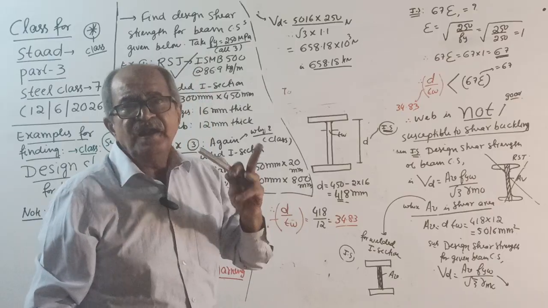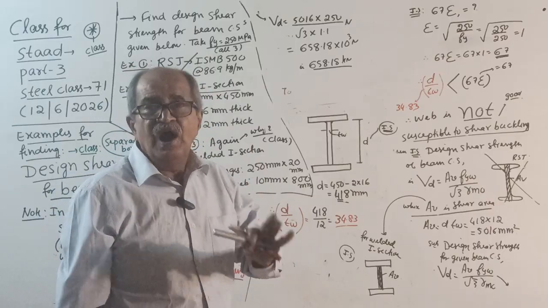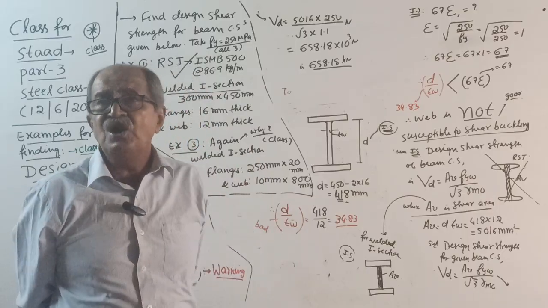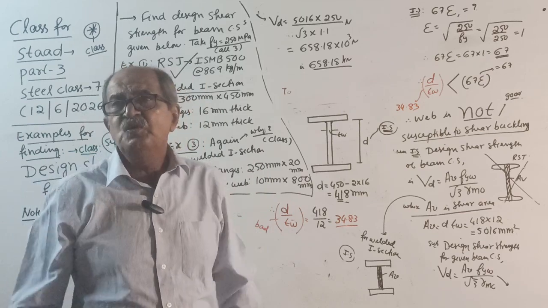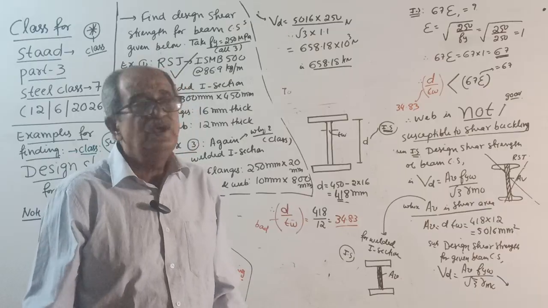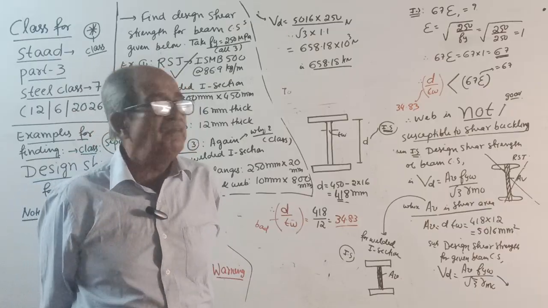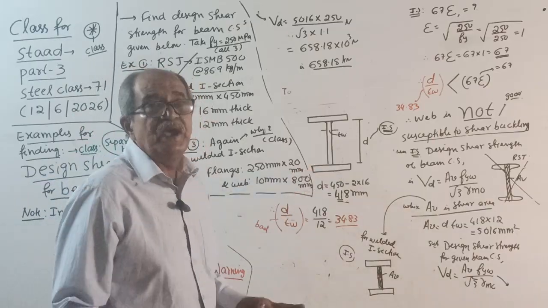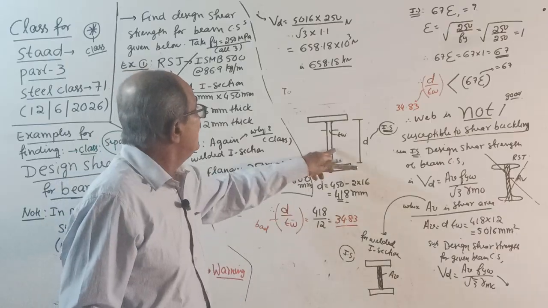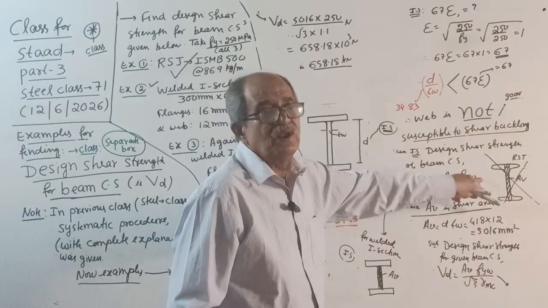See, for RSJ you will always get web not susceptible. You will not get the other case. So, RSJ with the plate, no problem. Welded I section, you cannot tell. So, here we got not susceptible.